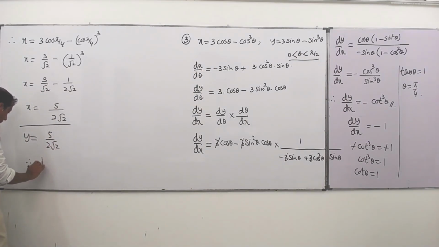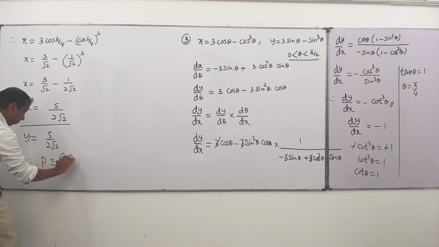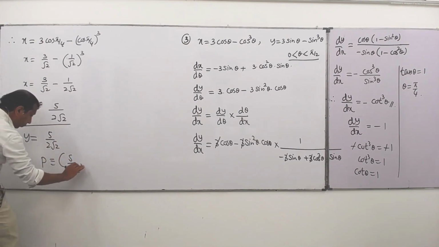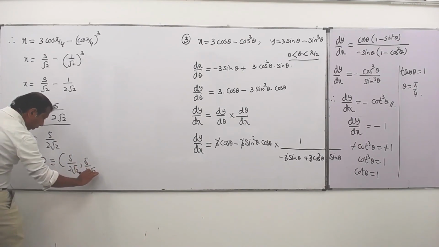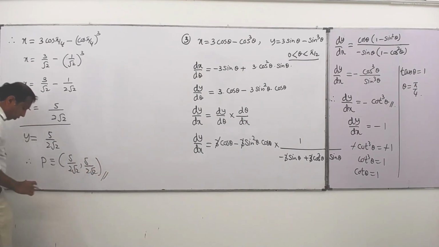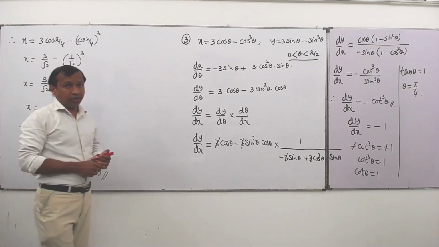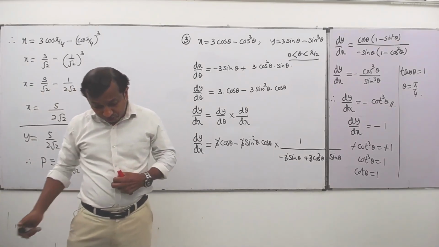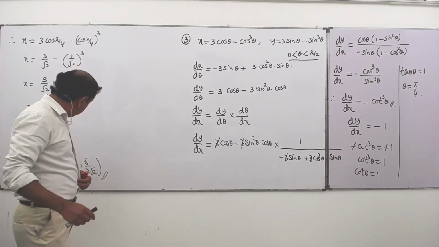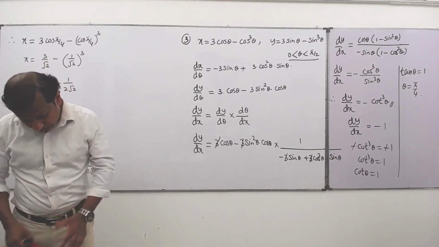Therefore, at point P we get pi over 2 root 2, pi over 2 root 2. Both x and y coordinates at that point are equal, each pi over 2 root 2. That's how we take that one. Now.